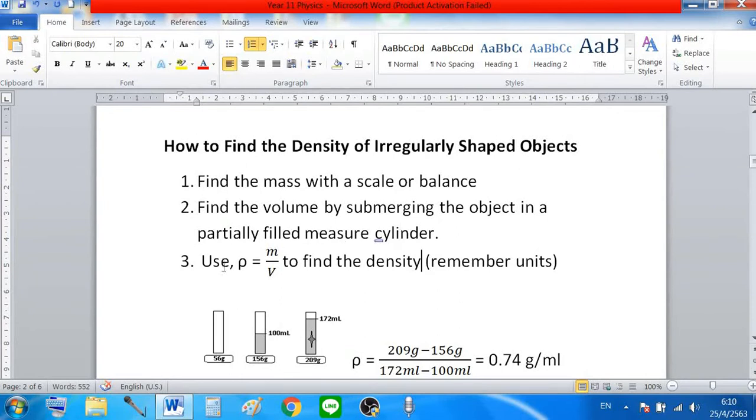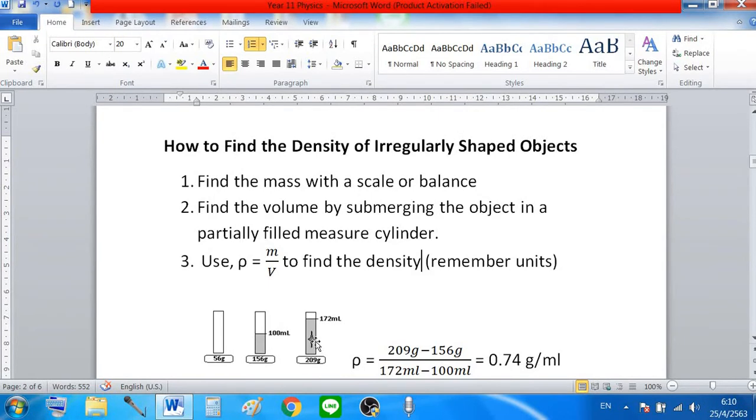Don't forget your units. So here we have a picture of a measuring cylinder, and I've put it on a scale, and it says it weighs 56 grams, and then I filled it to the 100 milliliter mark with water, and I see that now the mass is 156 grams. So I put in 100 grams of water, which gets me to 100 milliliters or 100 cubic centimeters of liquid.